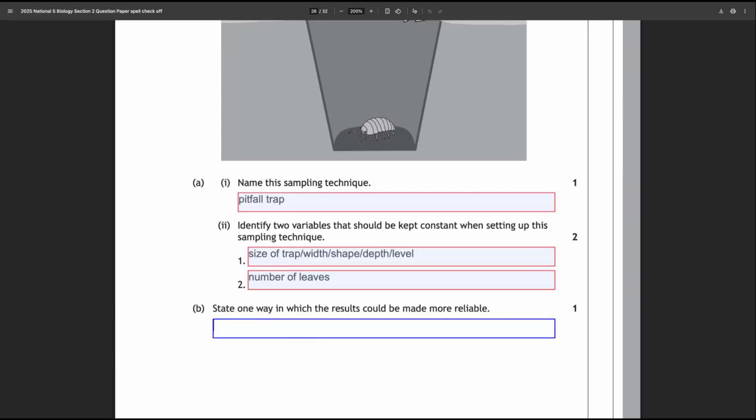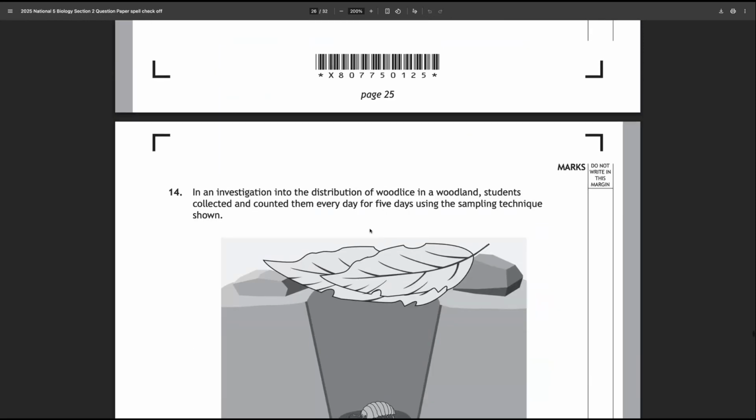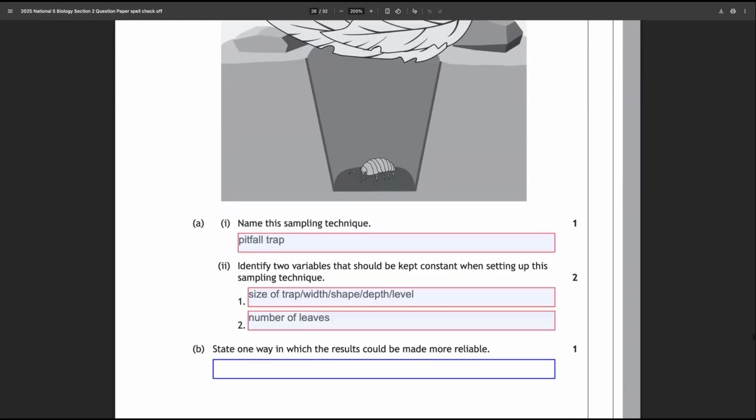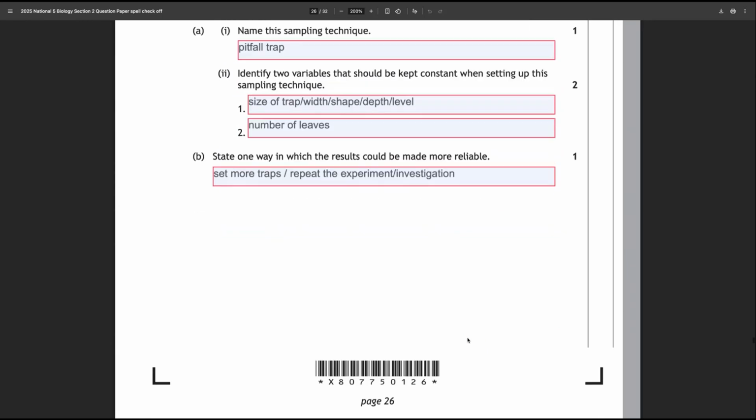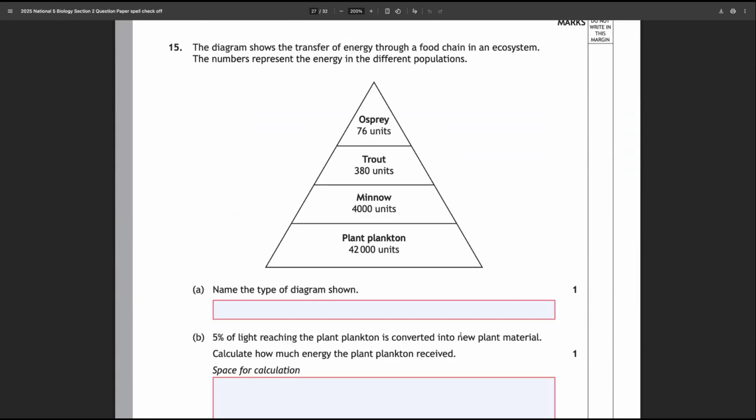Part B, state one way in which the results could be made more reliable. Okay, so we've set a trap, we've done it over the course of 5 days, wasn't it? Okay, how could we make the results more reliable? We could set more traps. Okay, that's simple repetition, isn't it? Okay, the SQA also allowed you to say repeat the experiment or investigation, which is a bit of a general term, isn't it? Experiment, investigation, rather than being more specific, which is saying to set more traps. But they accept both of them there, so you can use either of those 2 to get the mark for that one. Okay, question 15, we're doing well now.